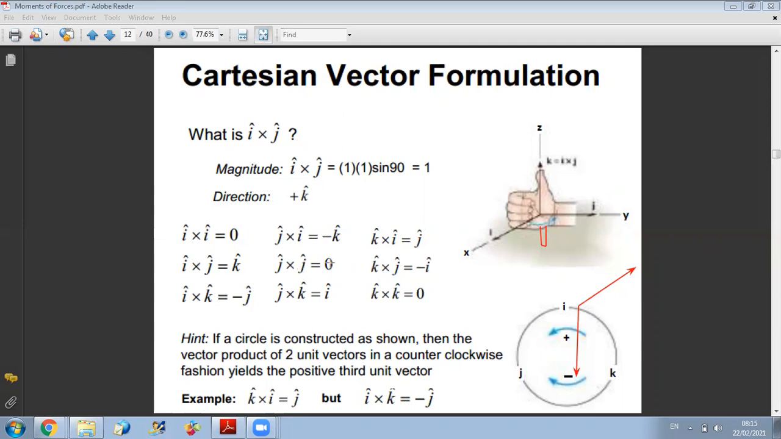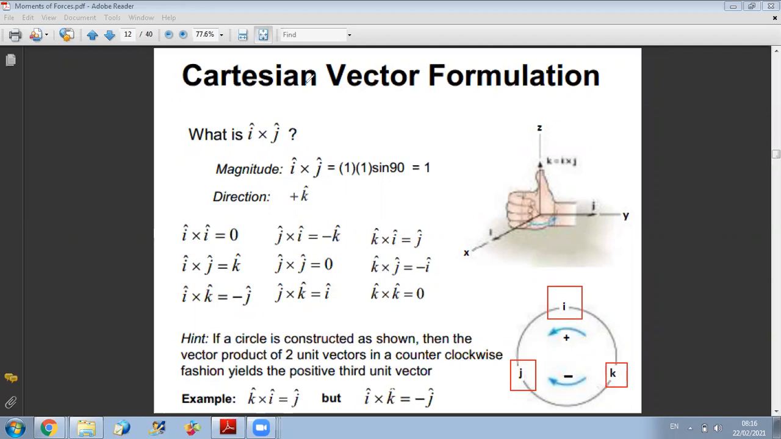So j vectorial j is 0, for example. k vectorial j is minus i. Now, in order to not do the right-hand rule every time, we come up with a simple method that will simplify things. You can draw a circle, and you put on this circle vector i, followed by vector j, followed by vector k, and the positive direction is the one turning from i towards j towards k.